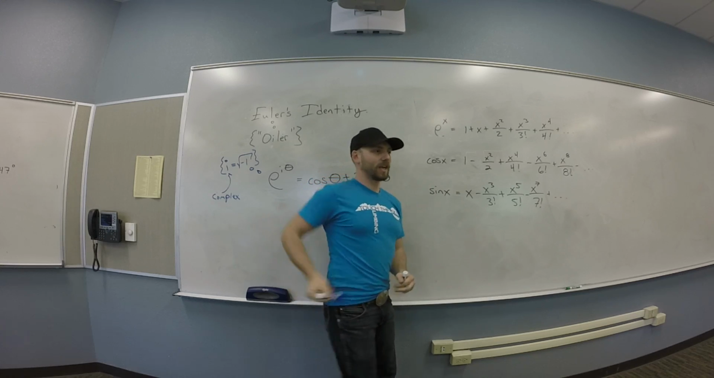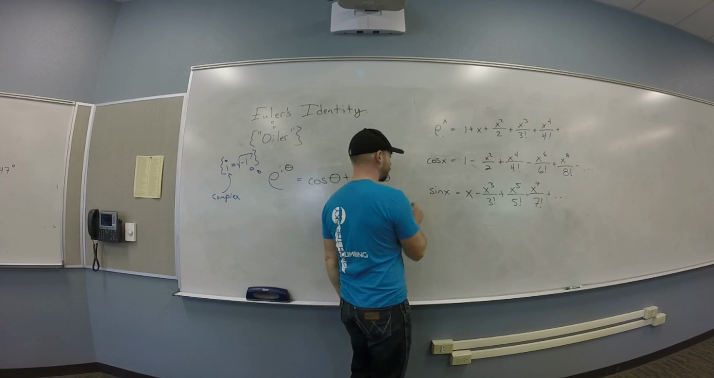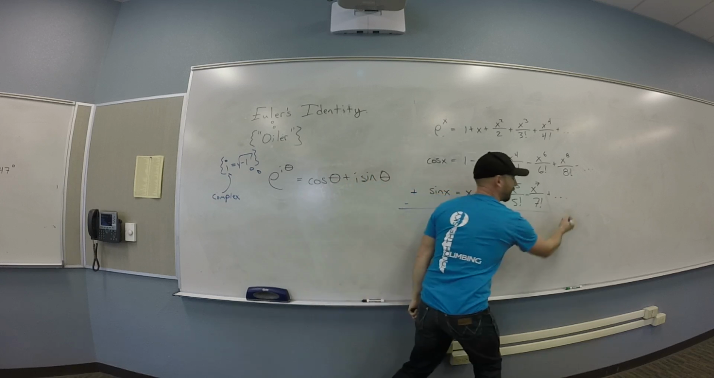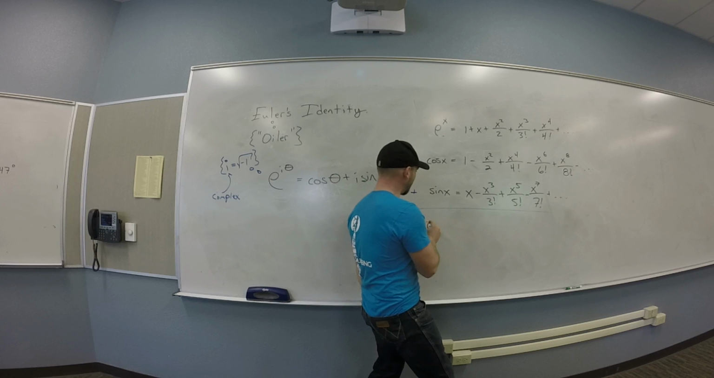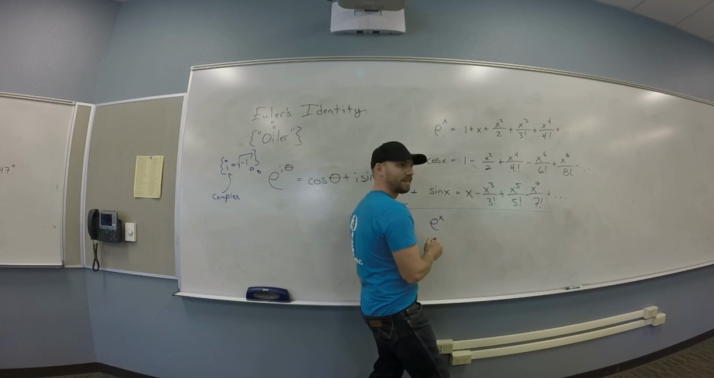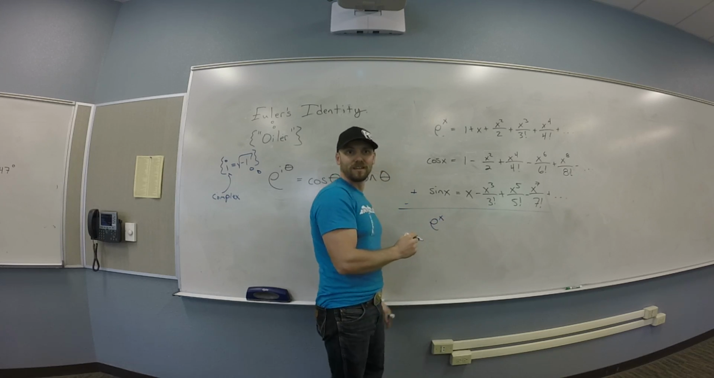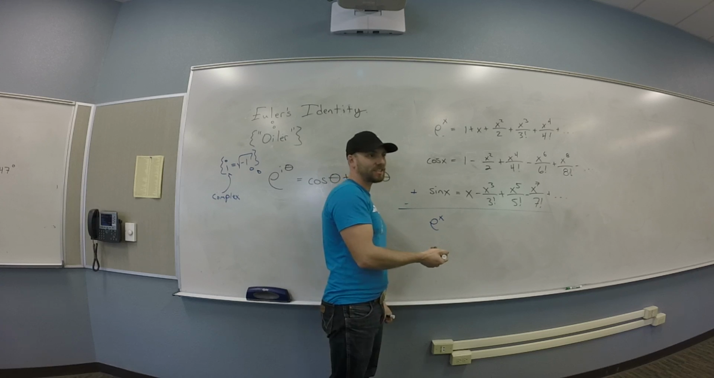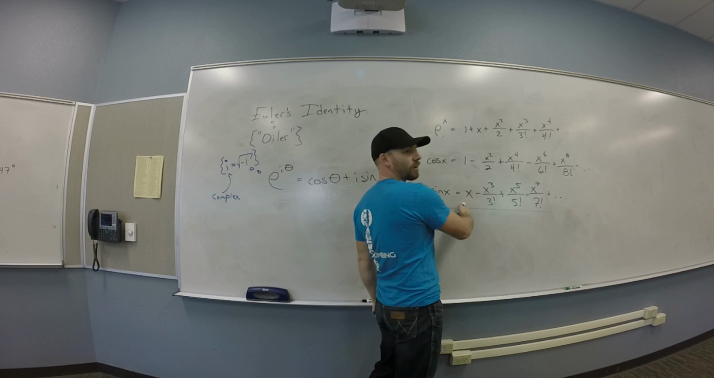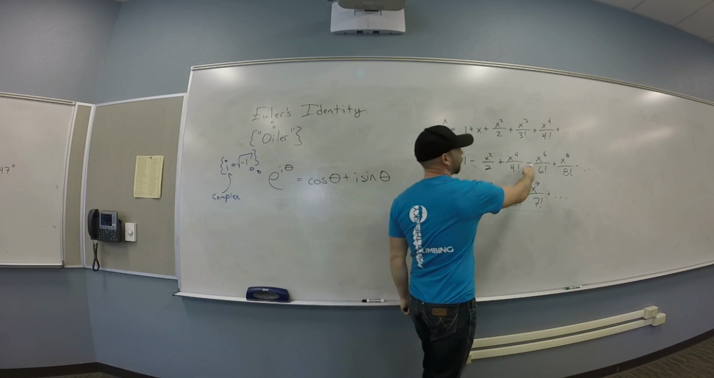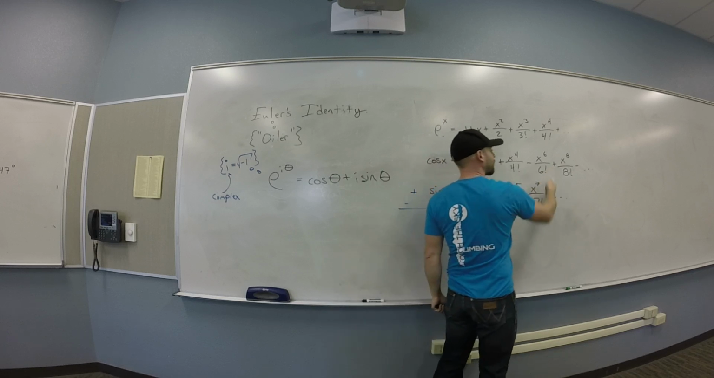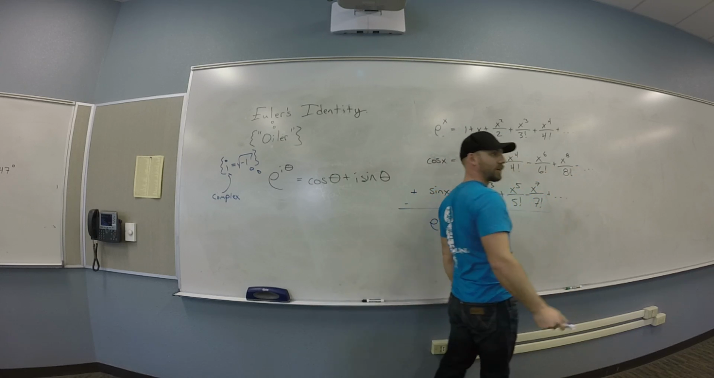Then you notice, hey, if I took that one and this one and added them together, I would almost get e to the x. You don't actually get e to the x, you get almost e to the x, because it goes plus, plus, minus, minus, plus, plus, minus, minus, plus, plus, minus, minus. And you're like, what the heck?